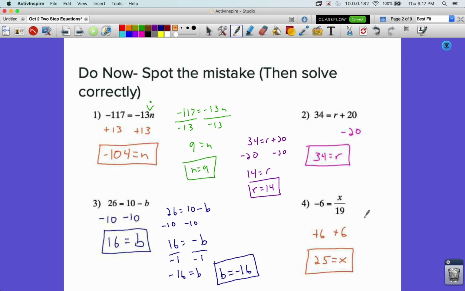Okay, and with problem number 4, looks like they added 6 to both sides. What should they have done? Here, we'll pause the video. All right, so adding 6 doesn't undo what's being done to the variable. We want to isolate x. X is being divided by 19. So what we need to do is multiply both sides by 19. So times 19, times 19. We get negative 6 times 19 equals negative 114, or switch that around, x equals negative 114. Put a box around that. Okay, so that's how we solve all of those correctly.